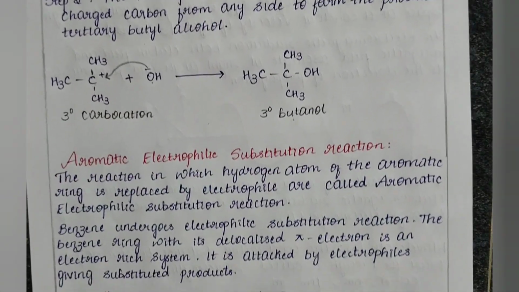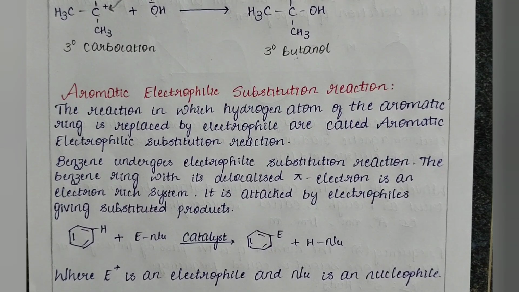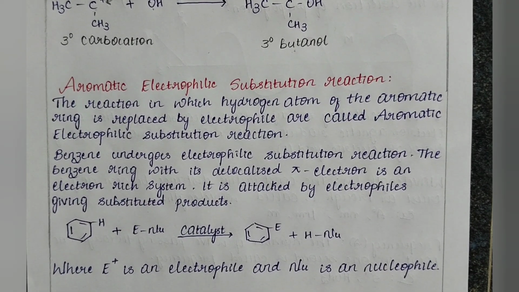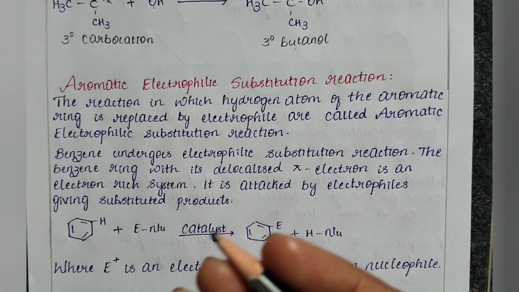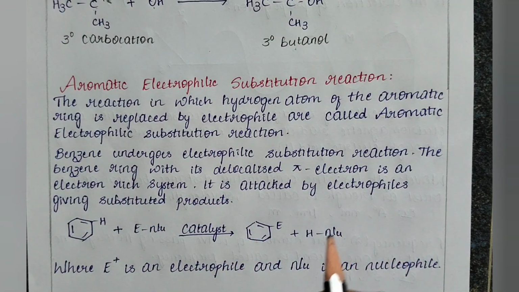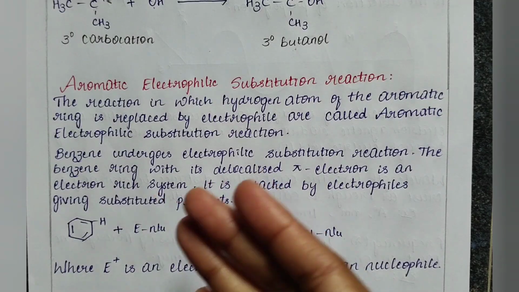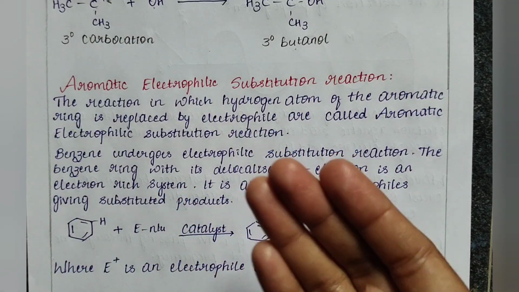Now let us see another interesting topic, aromatic electrophilic substitution reaction. Since until now we have been dealing with alkyl halides or alkyl compounds, now let us see how substitution reactions are usually seen in aromatic compounds. We know that aromatic compounds are usually the compounds which obey Huckel's rule, that is, they must contain 4n plus 2 pi electrons, usually benzene or any kind of cyclic compound which obeys the Huckel rule.